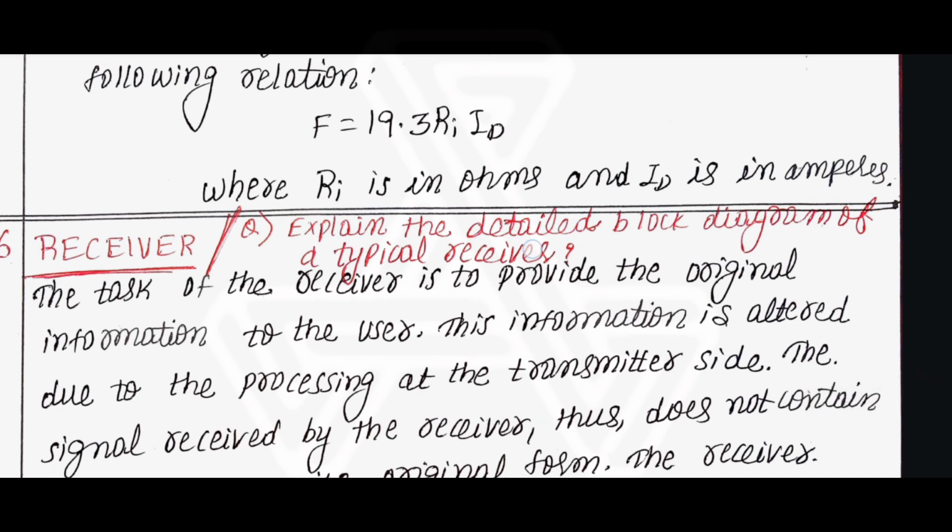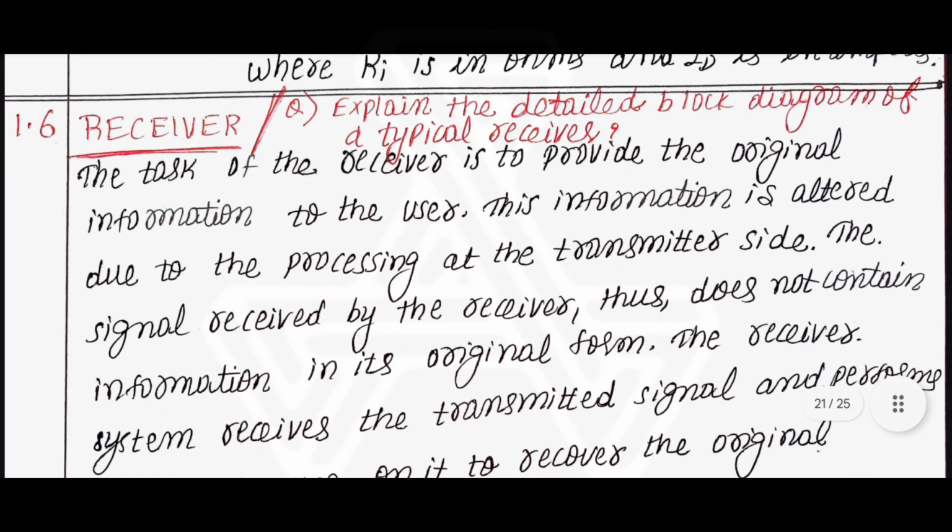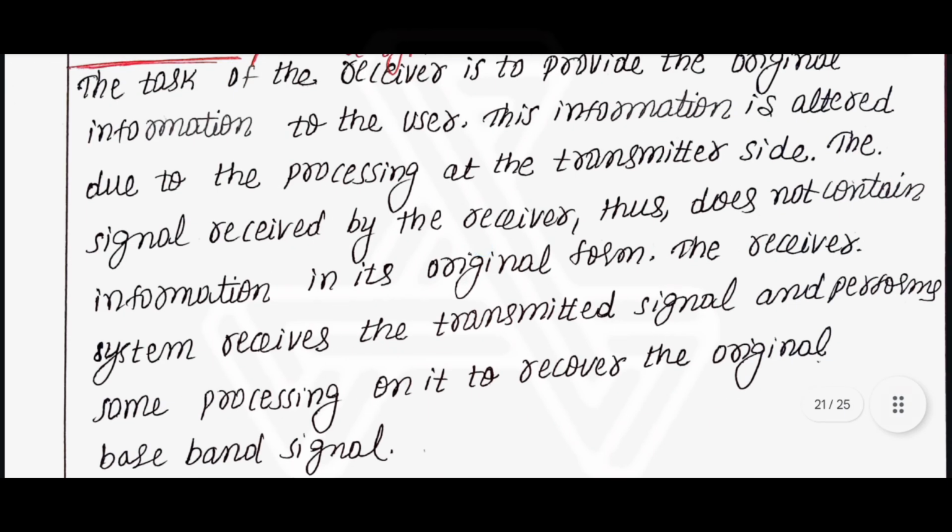Explain the detailed block diagram of a typical receiver. The task of the receiver is to provide the original information to the user. This information is altered due to the process at the transmitter side. The signal received by the receiver thus does not contain information in its original form. The receiver system receives the transmitted signal and performs some processing on it to recover the original baseband signal.